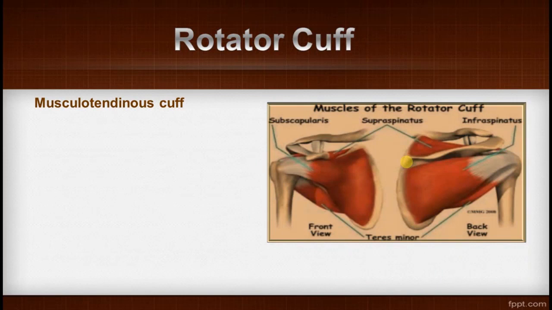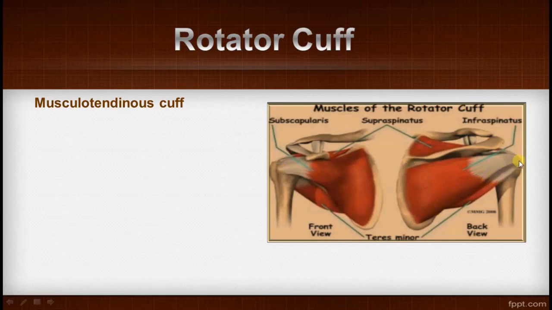Next structure which is going to support the joint. So far we have seen the capsule, superior, middle and inferior glenohumeral ligament. We have seen about the coracohumeral ligament. Then we have seen about the transverse humeral ligament. Then we have seen about the coracoacromial arch, that is the two bones with the coracoacromial ligament. Now we will see something called the rotator cuff, or the musculotendinous cuff. The four muscles, anteriorly only one muscle, subscapularis, which gets inserted into the lesser tubercle of humerus.